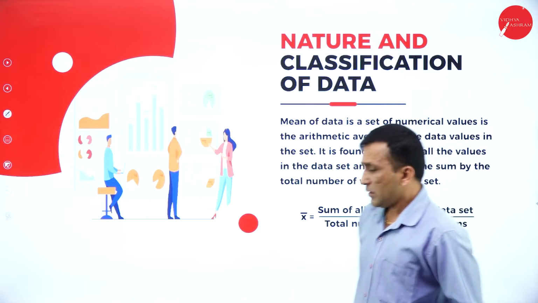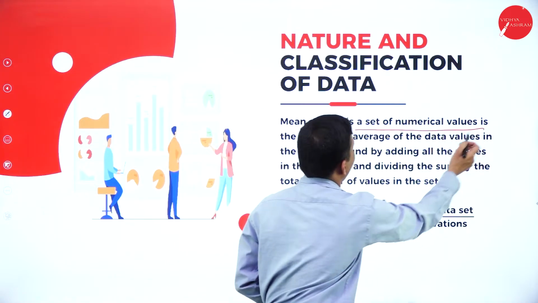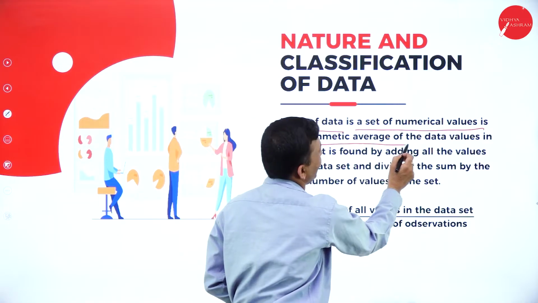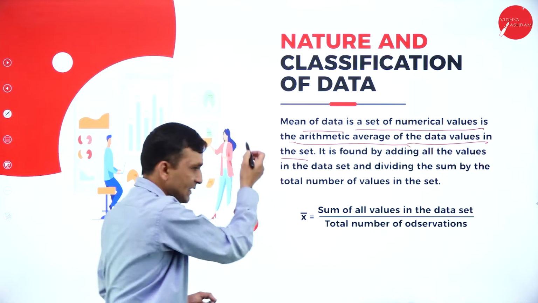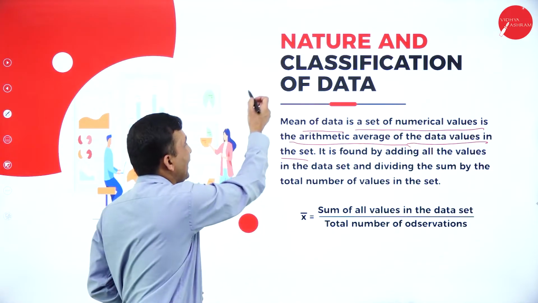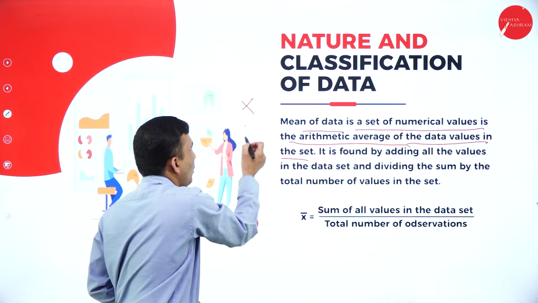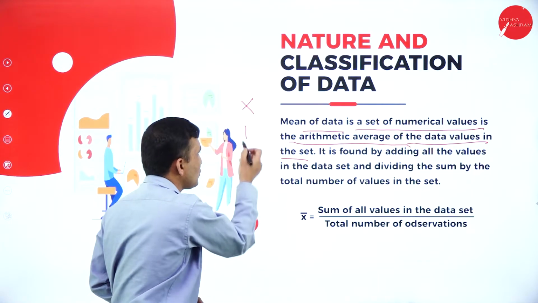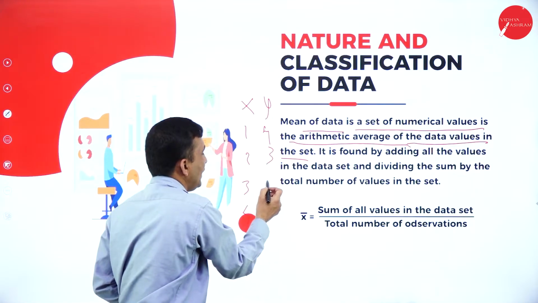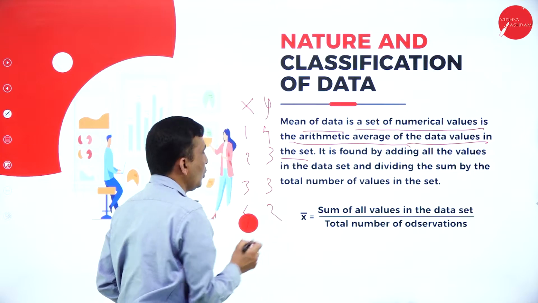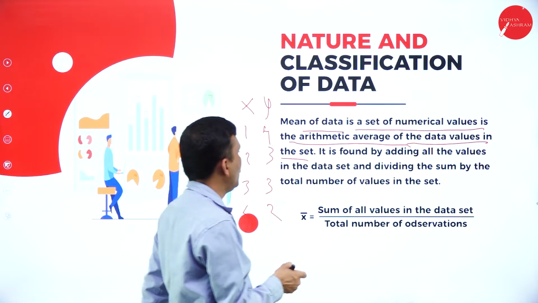Moving forward, the mean of data is the arithmetic average of a set of numerical values, the data values in the set. The set means what? Each set has different numbers, right? Now the x series set is 1 2 3 4, like this one set. If you take the y series 4 5 4 3 3 2, this is one kind of set. Finally we need to get one value, one answer.